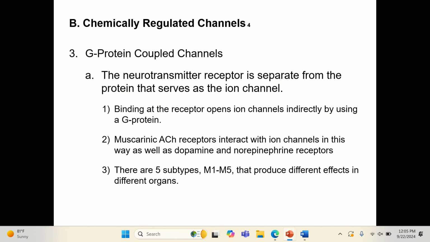Muscarinic acetylcholine receptors interact with ion channels in this way, as well as dopamine and norepinephrine receptors. There are 5 subtypes, M1 through M5, that produce different effects in different organs. G proteins, if you were wondering, are here in the book on page 185. They are so named because their activity is influenced by guanosine nucleotides, GDP and GTP. This topic was introduced in Chapter 6, Section 6.5. Muscarinic receptors are thus members of a family of receptors called G protein-coupled receptors.